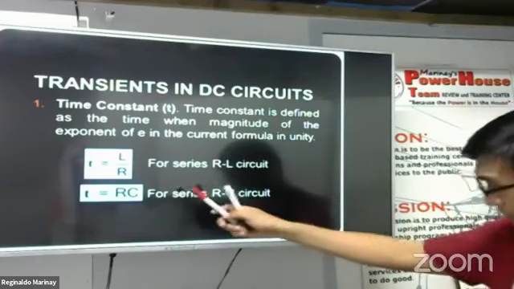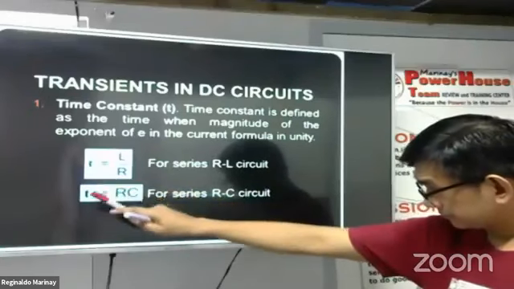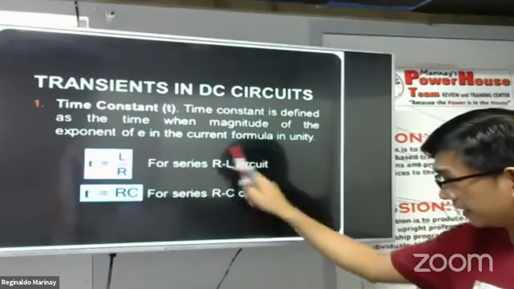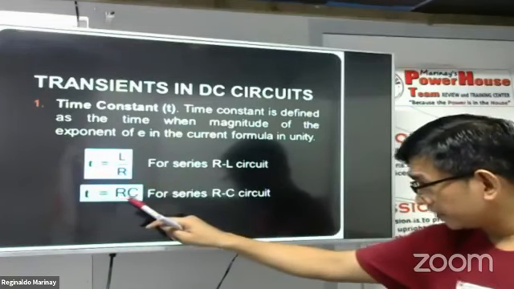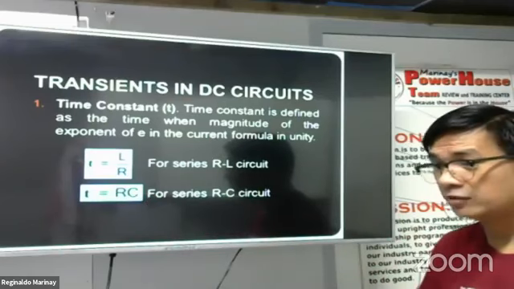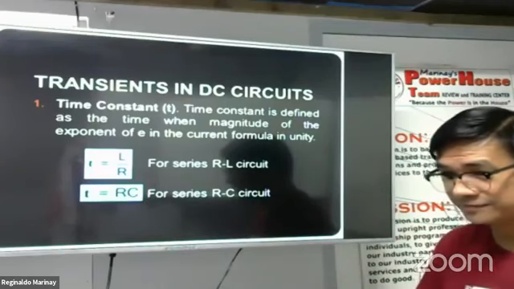The time constant is L over R for series RL. The time constant for RC is simply RC. It's like RC cola. Okay? So, next.